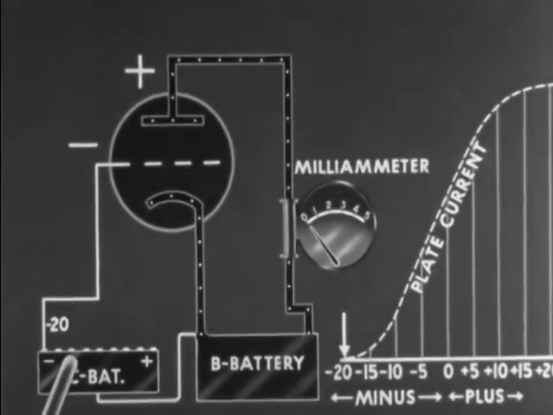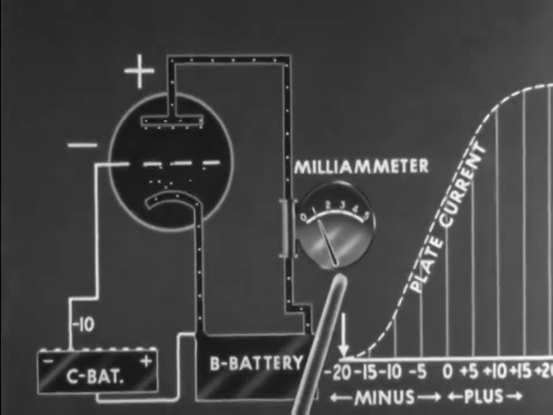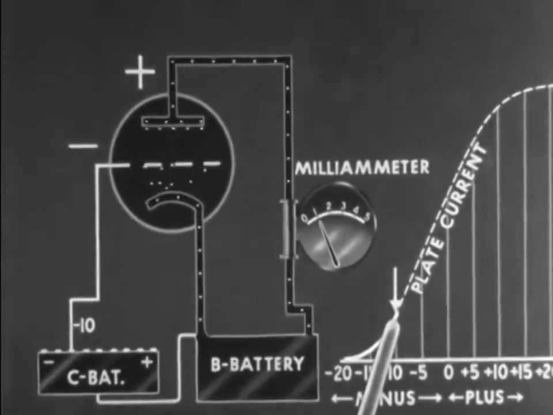Now, if we change the grid bias to a minus of 10 volts, the milliammeter indicates 1 unit of current flow in the plate circuit. The arrow on the plate current graph moves up a corresponding distance.